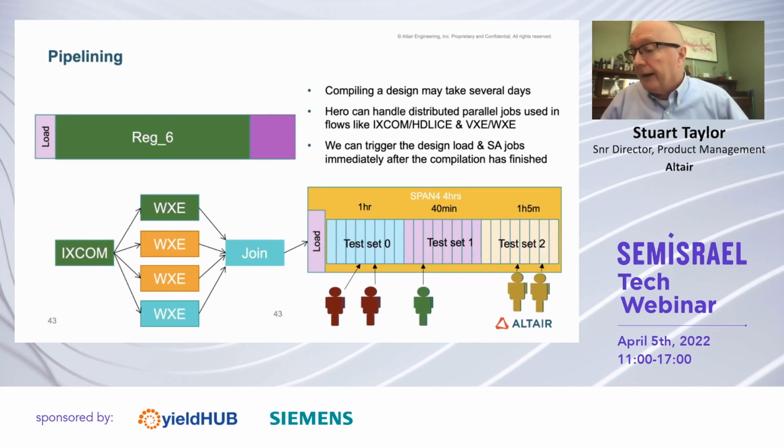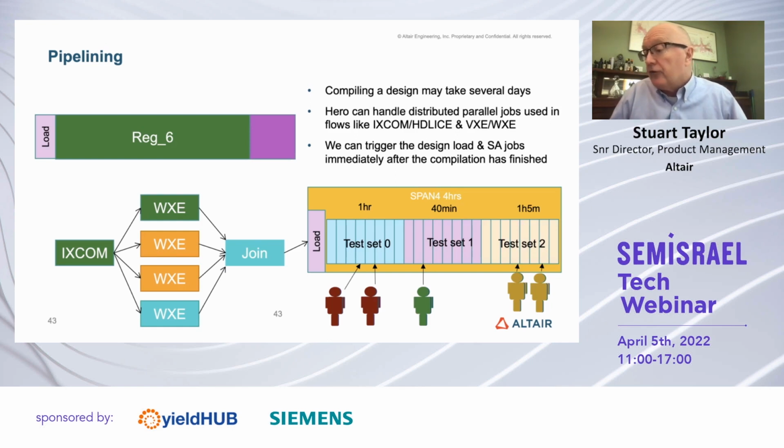So on to pipelining. Compiling a design may take several days. We'd like to be able to submit the test jobs in anticipation of the availability of that design. Concurrently, we'd like to continue to run jobs on the older design and cut over to the new one as soon as it becomes available.